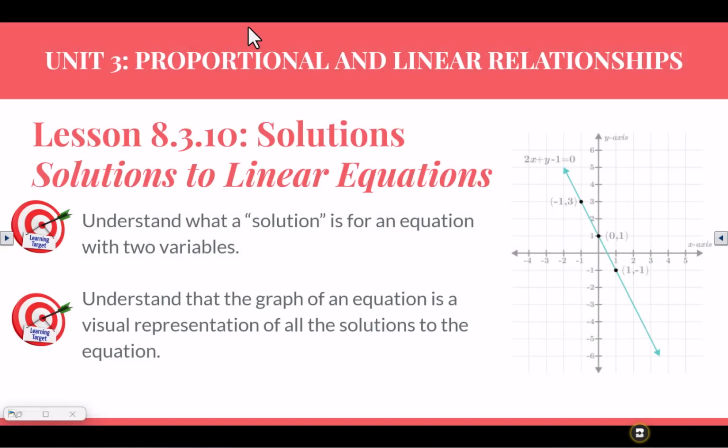Lesson 8.3.10, Solutions. Solutions to linear equations. In this lesson, you'll understand what a solution is for an equation with two variables. And you'll also understand that the graph of an equation is a visual representation of all the solutions to that equation.